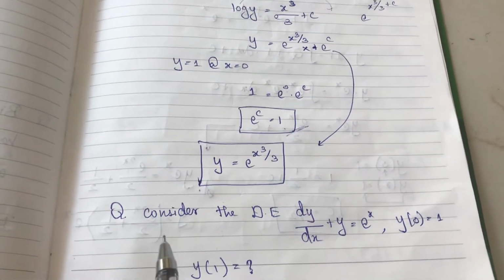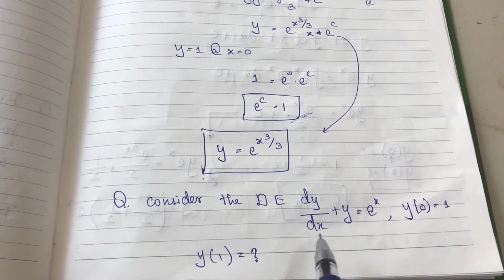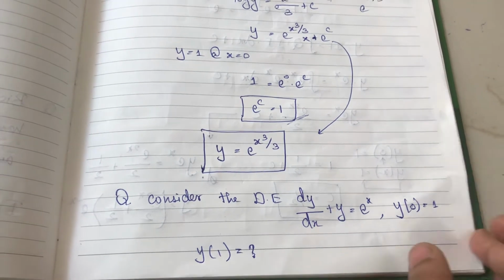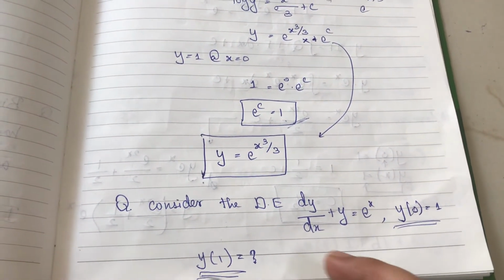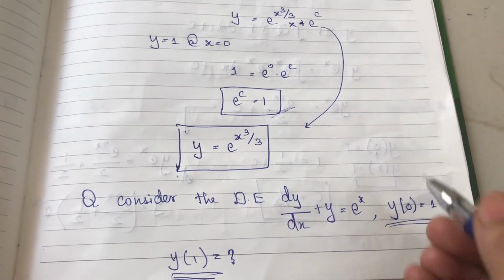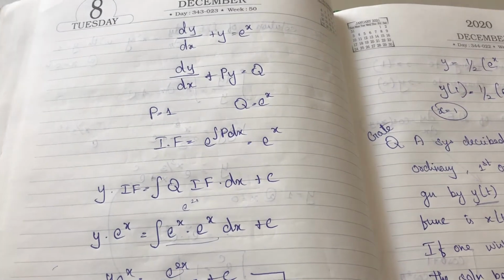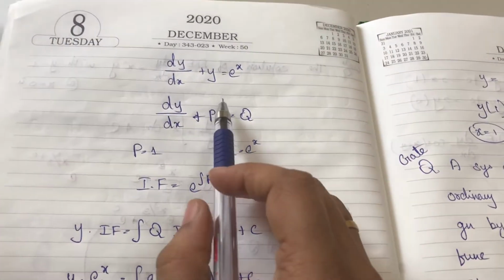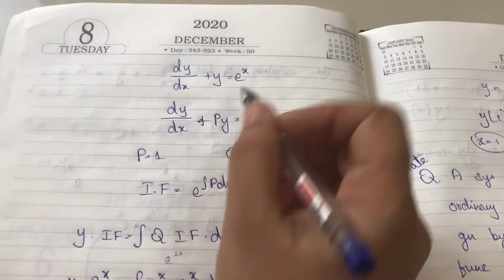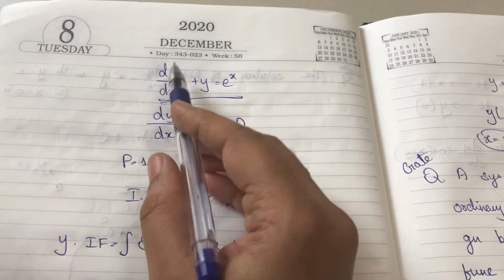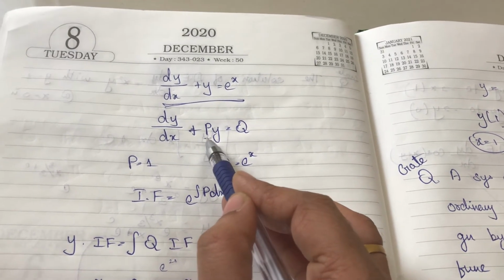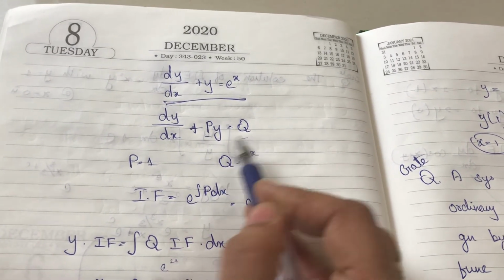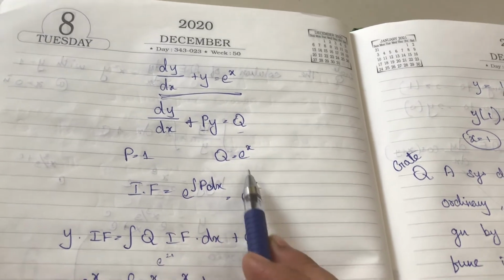And then next question, consider the differential equation. They have given one equation and they have given one point and they want us to find this point. First separate the equation. But here you can see this equation is in the form of dy by dx plus py equals q. So we need to find the integrating factor, right? Because of p and q. So what is p here? 1, and q here is e power x.